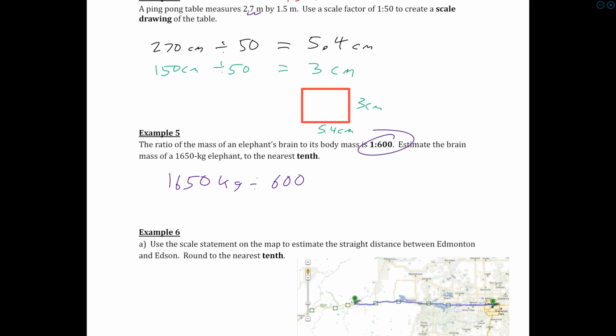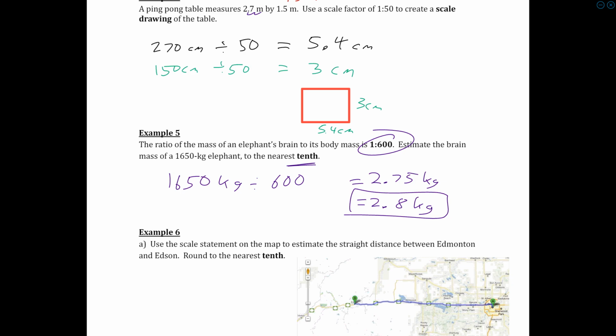You don't even have 5 brain cells. 1,650 divided by 600. And we end up with how big is the brain? Well, it's 2.75 kg. Oh, but it asks for the nearest tenth. So we'll say 2.8 kilograms.